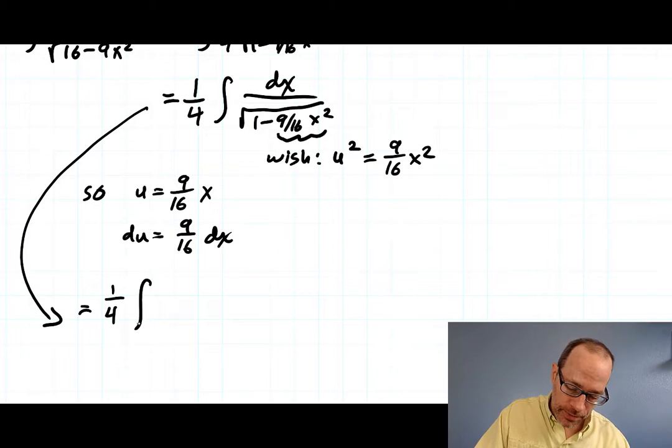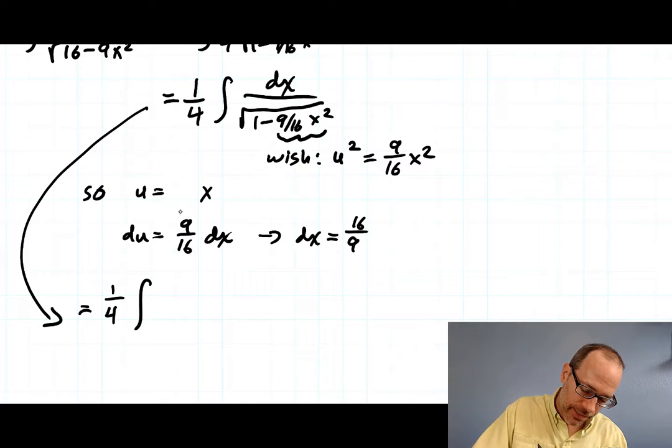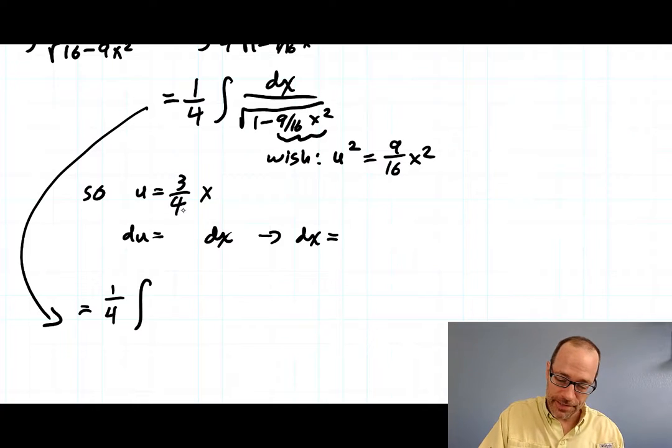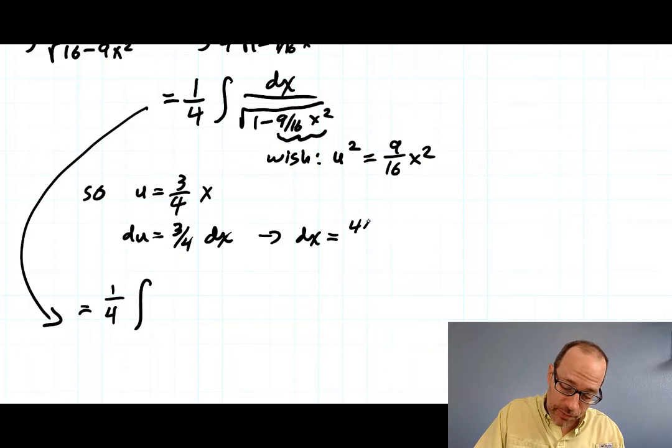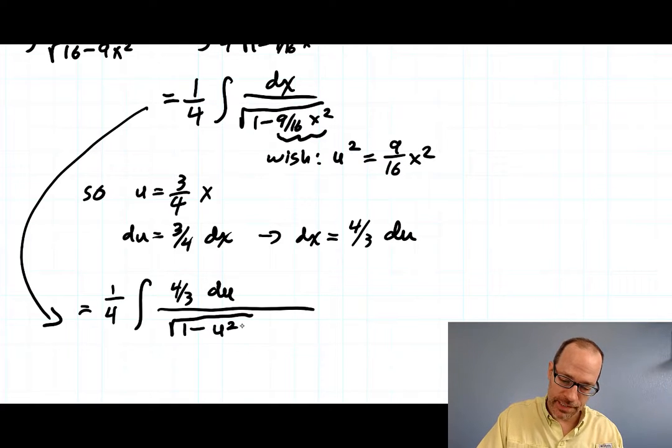So this problem comes down to 1/4. Now the du, well, we have a dx there, so another way to write this is dx is 16/9. Oops, I didn't take the square root, did I? It should have been 3/4 when I did the square root. And so a 3/4 here, and when you solve for the dx, it'll be 4/3. So that dx up here will just turn into a 4/3 of a du, and then that denominator will just be 1 minus u squared, because that's how we set it up.